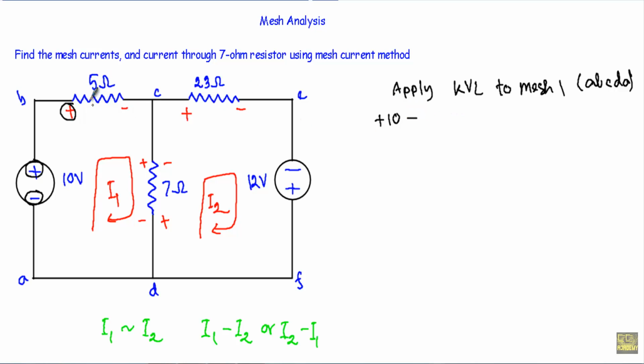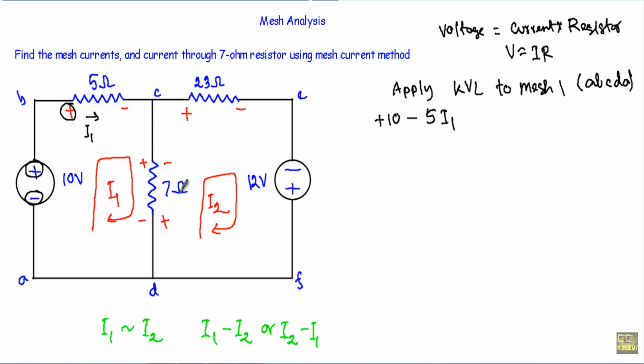See, the current that is flowing through this resistor is I1, and the value of this resistor is 5. We calculate the voltage drop across any resistor by multiplying current with the value of the resistor, current into resistor, V equal to IR. So 10 minus 5 I1.